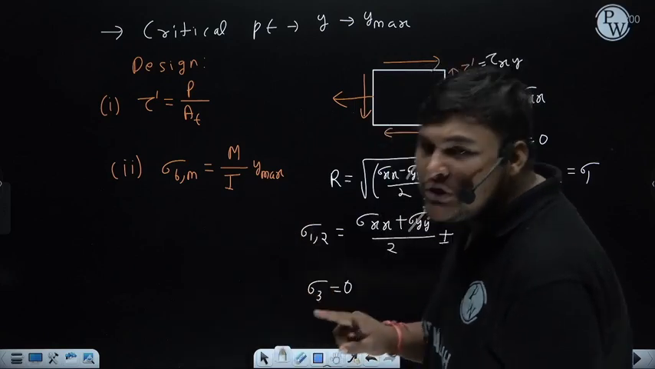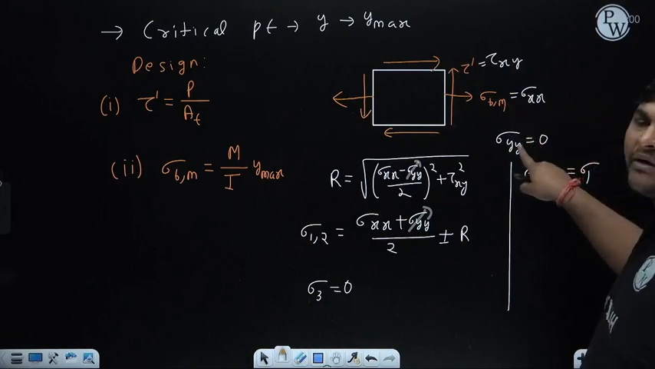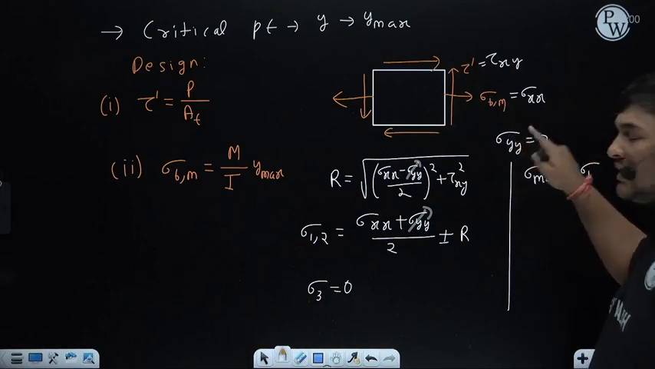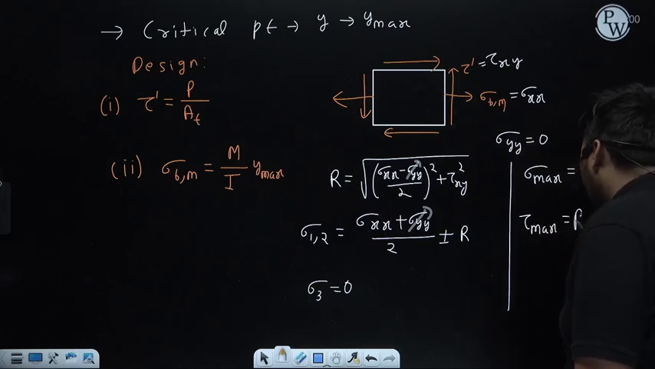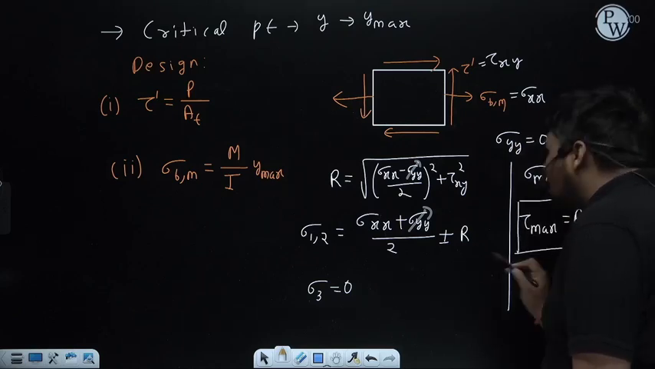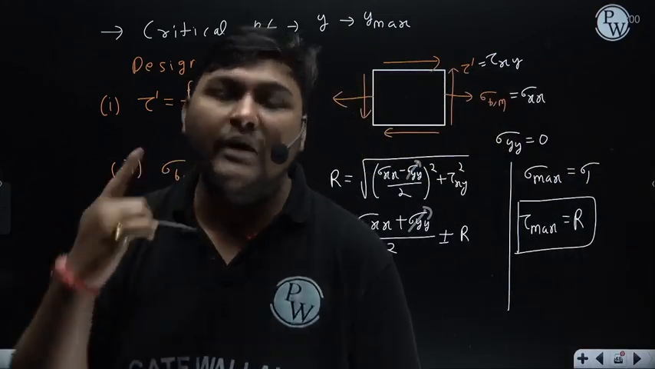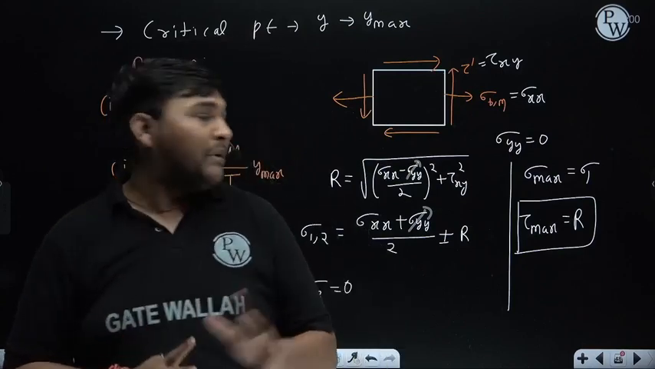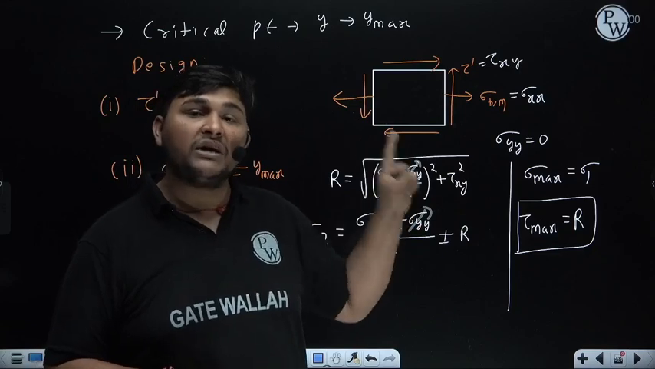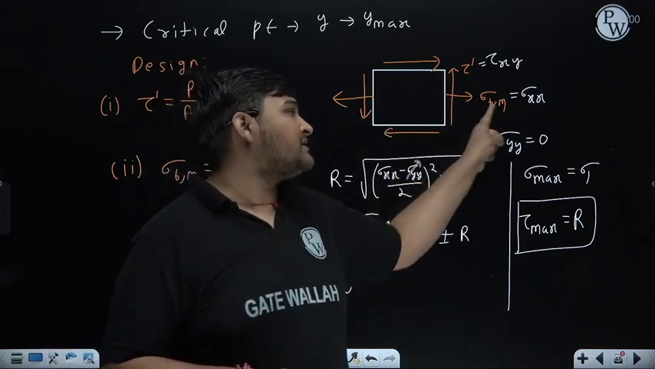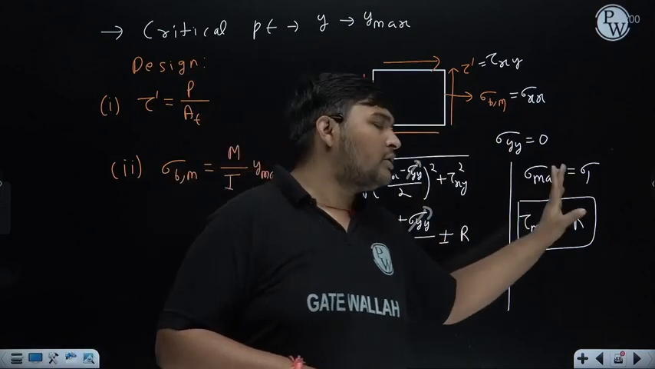But in 2D stress condition, if you want to remember: if out of sigma xx and sigma yy one term is 0, like here sigma yy is 0, in that case the overall maximum shear stress will always be equal to capital R. This I have explained many times. If out of sigma xx and sigma yy one term is 0, then overall tau max will be equal to capital R. If you want, you can remember that. But it will not always be equal to capital R. Only when under 2D stress condition one of sigma xx and sigma yy is 0, in that case overall tau max will be equal to capital R.